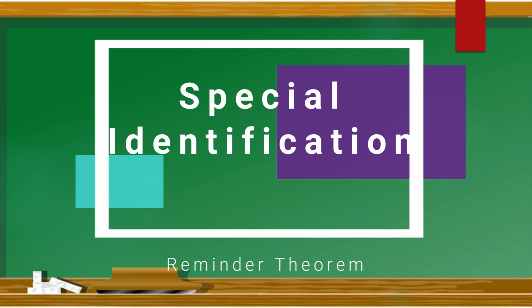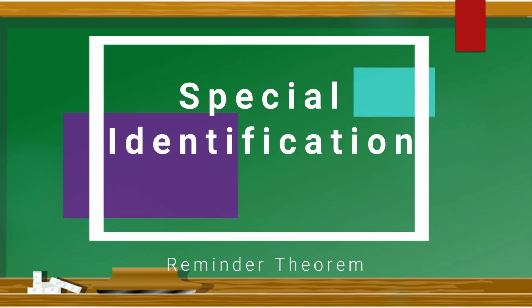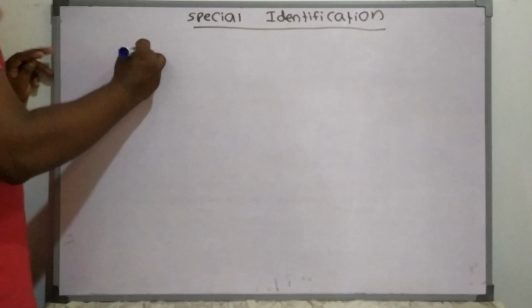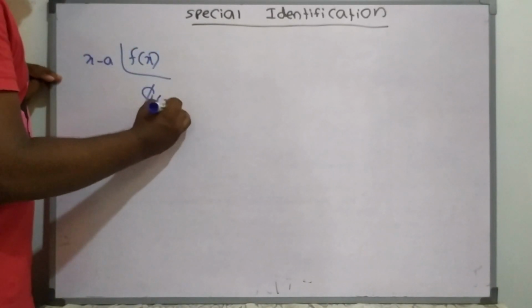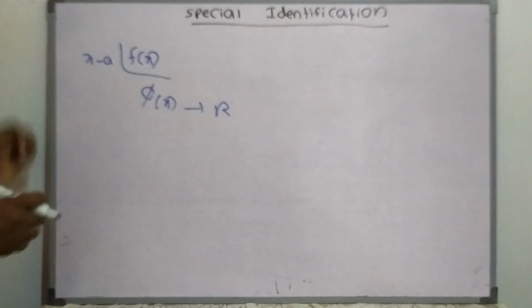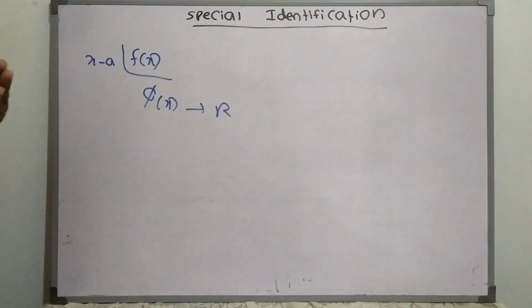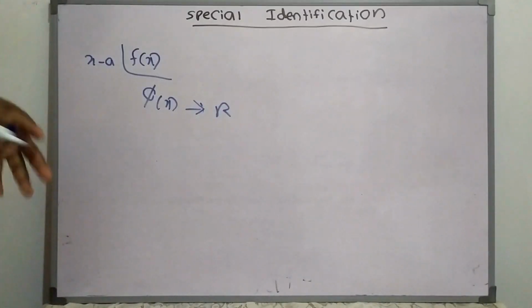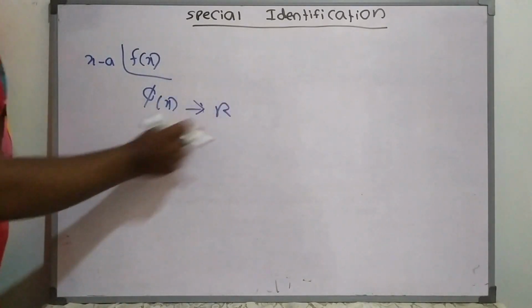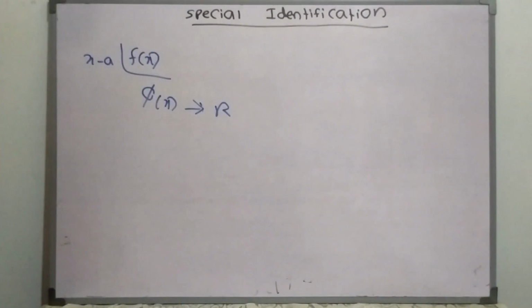The previous theorem is the remainder theorem. What was that? f(x) is divided by x minus a, the quotient is psi(x), and the remainder is simply r. The special identification tells you how the remainder changes, and whether there are different ways of writing the remainder.